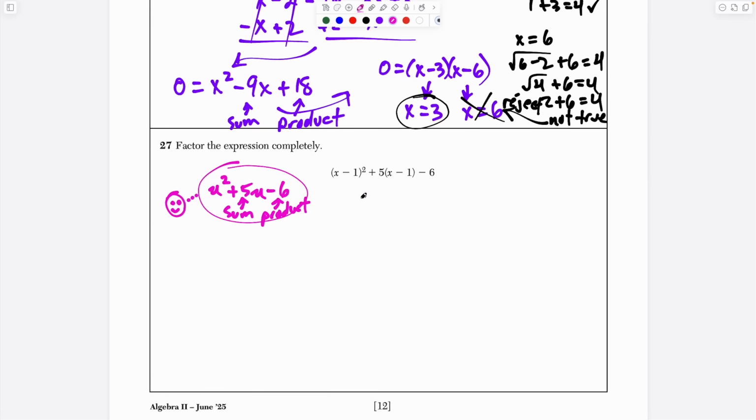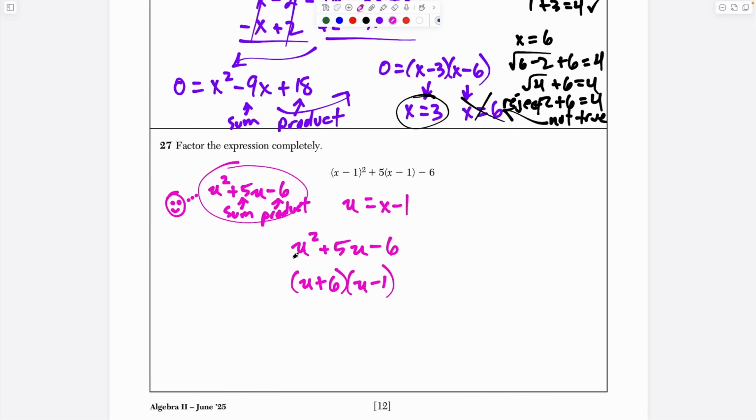Okay, so I'm going to say here, let u equal x minus 1. And if u is equal to x minus 1, then we have u squared plus 5u minus 6. Okay, so we make the substitution, and now we could factor this. What two numbers add up to 5 and multiply to negative 6? Well, that would be positive 6 and negative 1. 6 plus negative 1 is 5, and the product of 6 and negative 1 is negative 6. So now when we get here, though, we have to write this back in terms of x at the end.